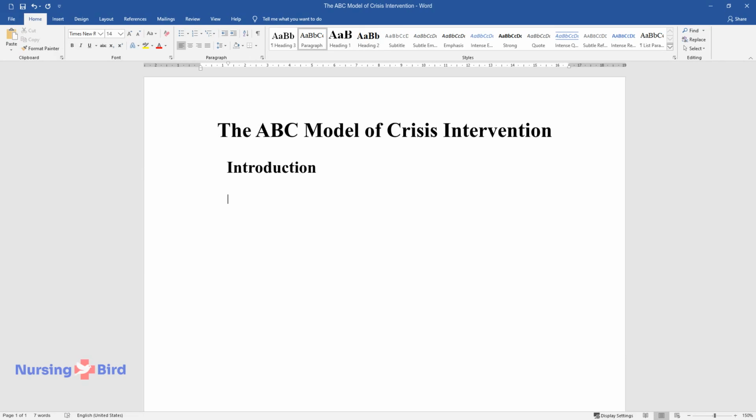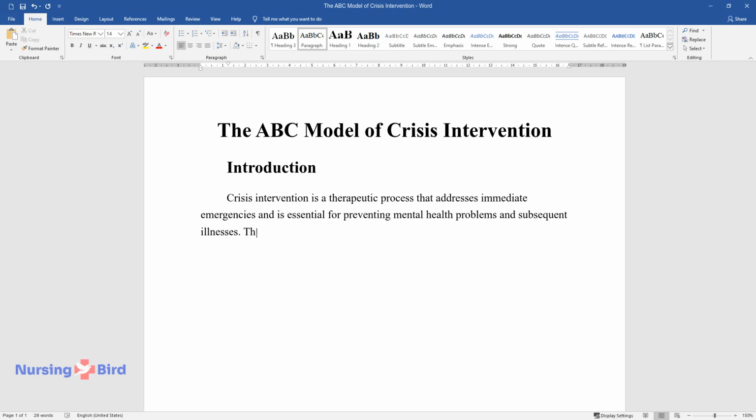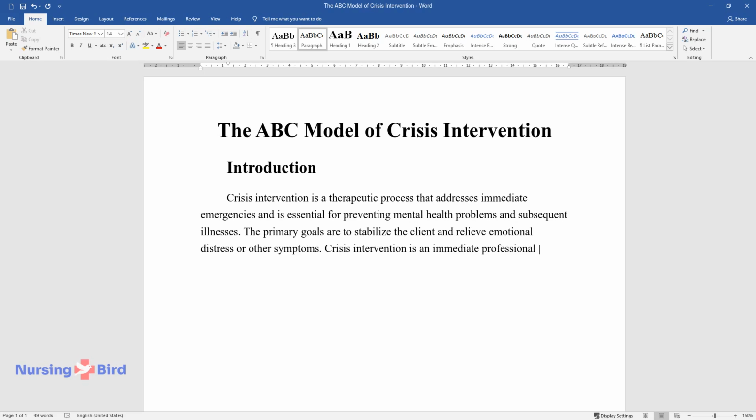Introduction. Crisis intervention is a therapeutic process that addresses immediate emergencies and is essential for preventing mental health problems and subsequent illnesses. The primary goals are to stabilize the client and relieve emotional distress or other symptoms. Crisis intervention is immediate professional help to combat the crisis and restore normal pre-crisis health conditions and functioning.